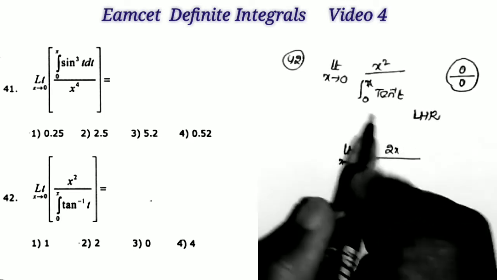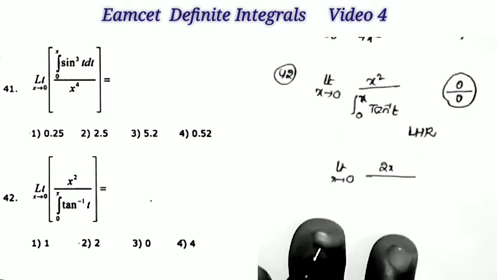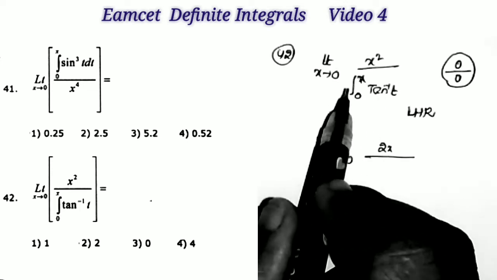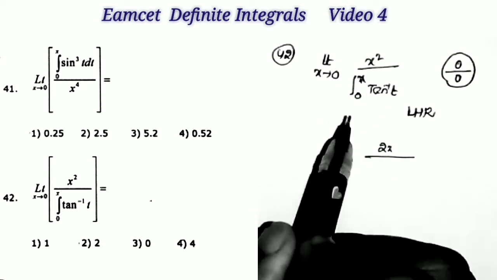What is the derivative of x square? The derivative of x square is equal to 2x. Now what is the derivative of this part? Applying the Leibniz rule, d by dx of this value means applying the Leibniz rule.